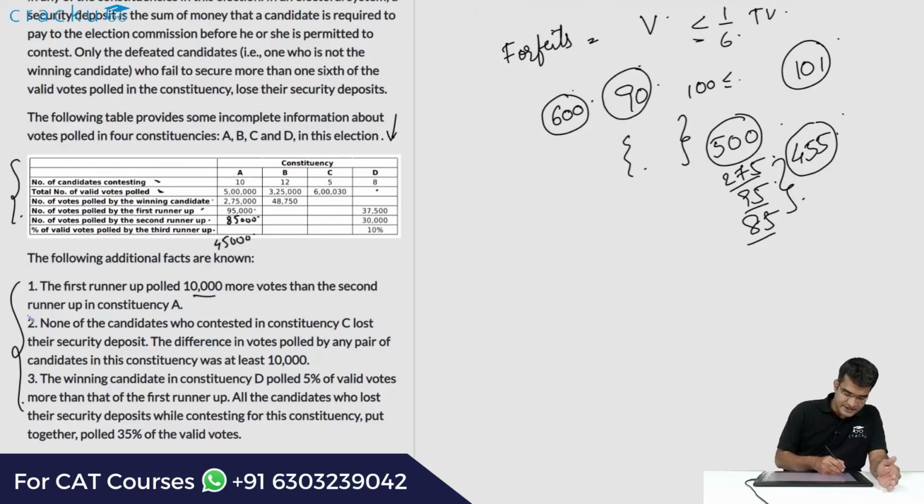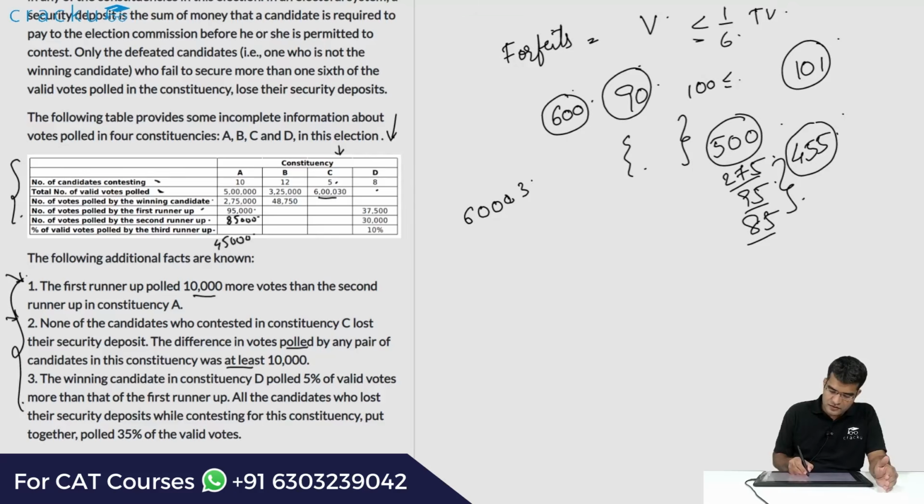Let us look at the second point. The second point says that none of the candidates who contested in constituency C lost their security deposit. There were 5 people who contested in constituency C and none of them lost their security deposit. The difference in votes polled by any of these candidates was at least 10,000. The total number of votes polled was 6 lakhs and 30 thousand.